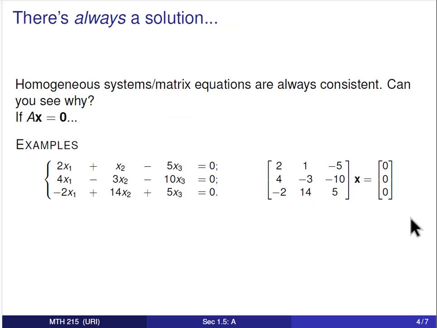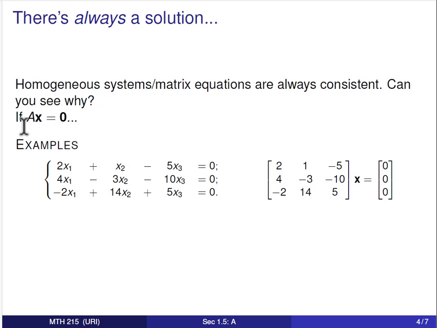Now, why are homogeneous systems worth defining and looking at? One reason is that homogeneous systems, or homogeneous matrix equations, are always consistent. There is always at least one solution to a homogeneous system of equations. And can you see why?